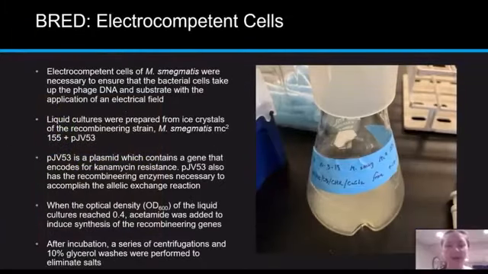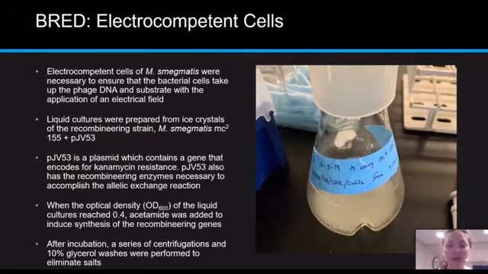So our most pressing and definitely most difficult task this semester was to obtain electrocompetent cells, which Colby and I were actually able to do before the start of spring break. So electrocompetent cells are necessary to ensure that the bacterial cells take up the phage DNA and the substrate that I mentioned before. So Colby and I prepared liquid cultures from ice crystals of the recombineering strain Mycobacterium smegmatis plus the pJV53 plasmid. So what is this plasmid?